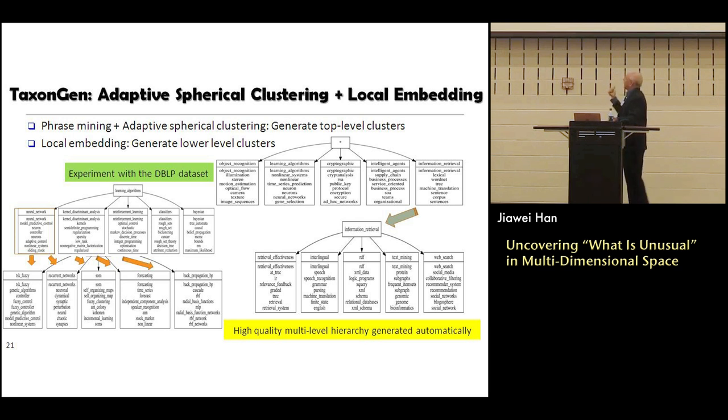I will show you an example like this. This is all automatically generated from the DBLP data. For example, you can see from the learning algorithm finally down to neural networks, and from neural networks you go down to deep learning, different parts of deep learning. This was done automatically. Of course, we are still refining the methods. But last year we showed this at the KDD conference, and people really think that if you can do this automatically, it is quite amazing.